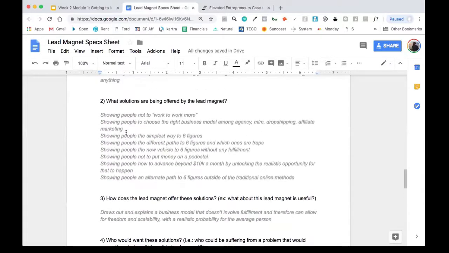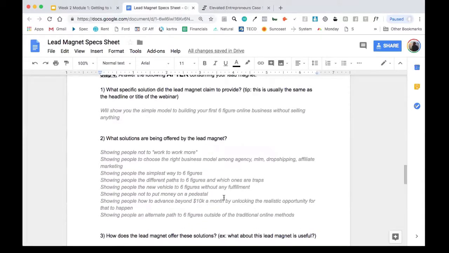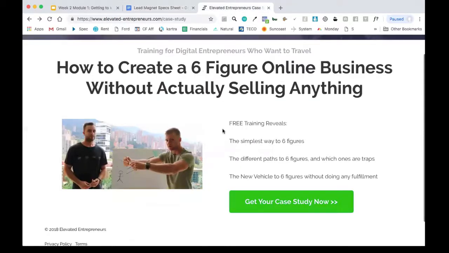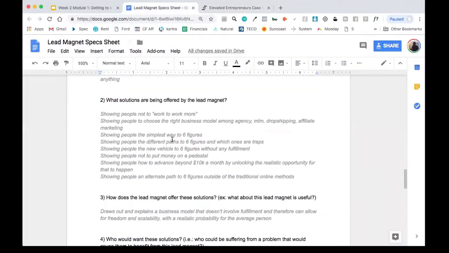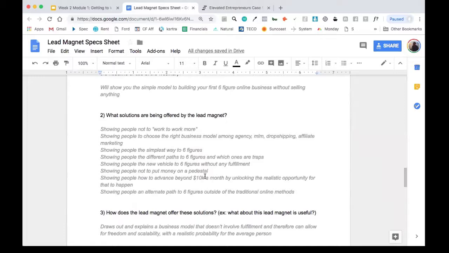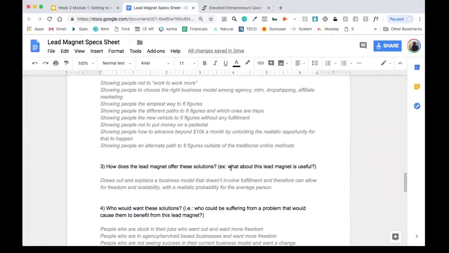And the next question is, how does the lead magnet offer these solutions? What is useful about the lead magnet? Really, this is a question that you're asking yourself: why would someone care about this? Why would someone want to go through this? And by watching it yourself, you're going to get a good idea. If someone said to you, hey, this could solve your problem, they're like, okay, well, why? What would you say? I would say because it draws out and explains a business model that doesn't involve fulfillment. And therefore, it can really allow for freedom and scalability for somebody with a realistic probability. And for me, that's huge to understand. I would think that anybody would really want to understand that information, especially someone who's crying out for help, which we're going to talk about in a few.